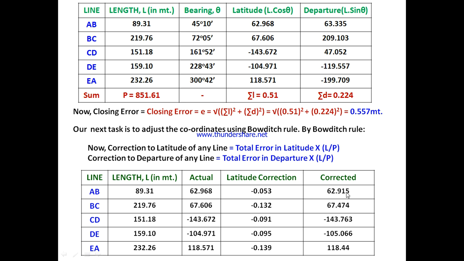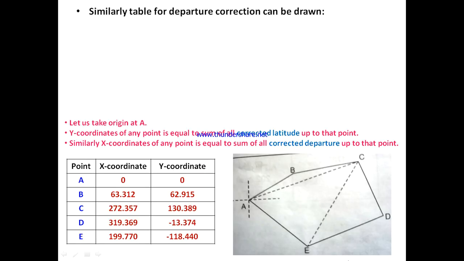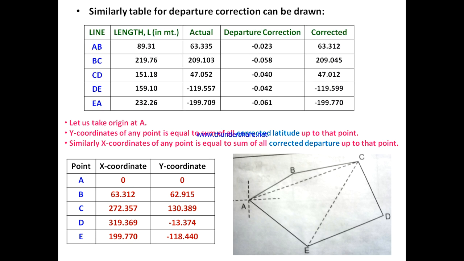Now you can calculate the corrected value simply by deducting this correction. So 62.968 minus 0.053, you will get 62.915. In a similar manner, you will get all the corrected values of departure.